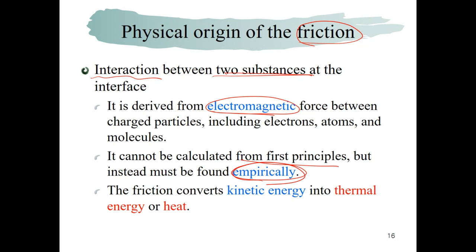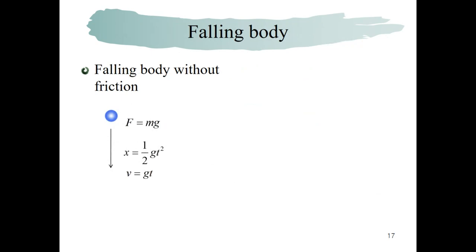So basically, this friction force converts kinetic energy to thermal energy or heat. In other words, friction provides a way to dissipate energy to the environment. The same thing happens in our damping system. Then how can we describe that kind of friction?